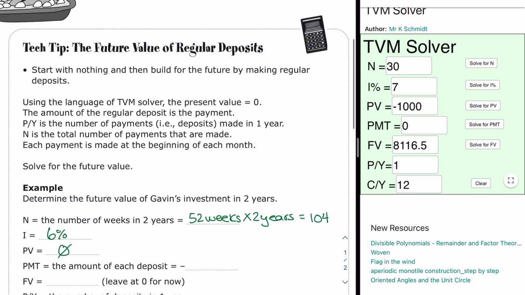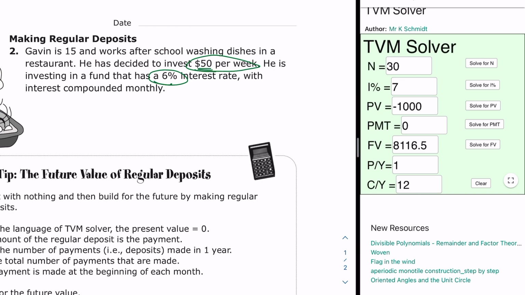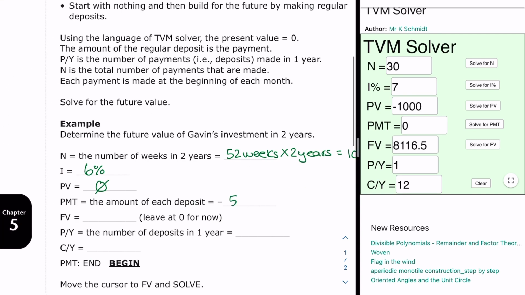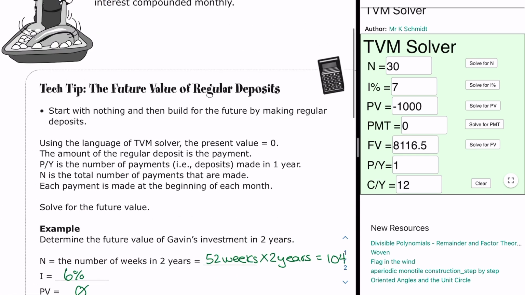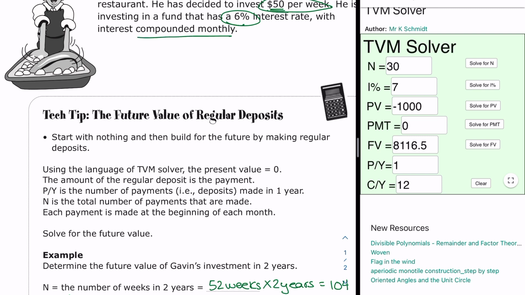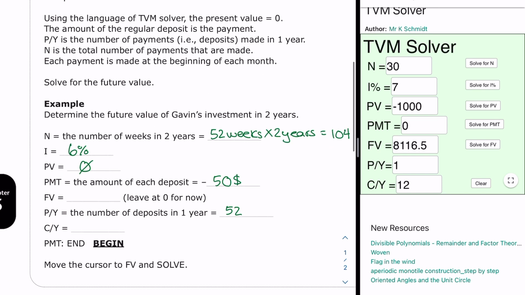And then the amount of each deposit is the $50. So you can see there's already a minus right here, so they have it there for you. Future value is what we're going to calculate, so you leave it at 0. And then PY is the number of times in a year that you'll make a deposit. So there's 52 weeks, as we said, so there's 52 deposits. And then how many times is it compounded? In this one, it says compounded monthly. So you will do 12.